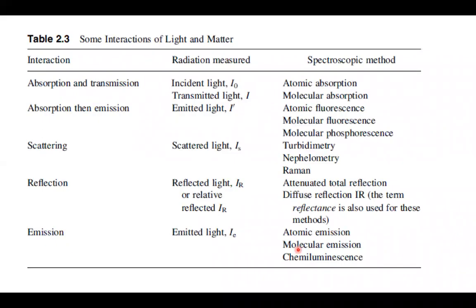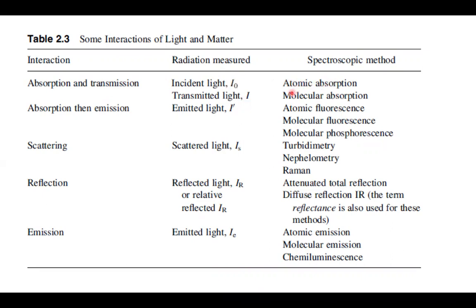So, some interactions of light and matter, kind of a summary sheet here. We have absorption and transmission. Here we have incident light to be measured, and we have transmitted light to be measured. So this is the idea that some of the incident light will be absorbed, and then whatever comes through the sample afterwards is the transmitted light. And so this has an intensity hopefully less than the absorption.